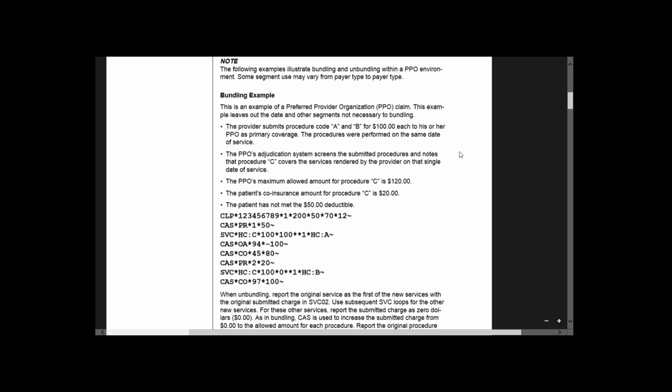So in this case, what happens? Let's say for C, the provider is only applicable for a $120 contractual price. It means the PPO contract says that if the provider provides the service C, he will only be paid $120 no matter how much he has billed. So in that case, what happens? The system will pick up the procedure C with the contract price of $120, whereas there is a co-insurance of $20. The patient has not met the deductible of $50.